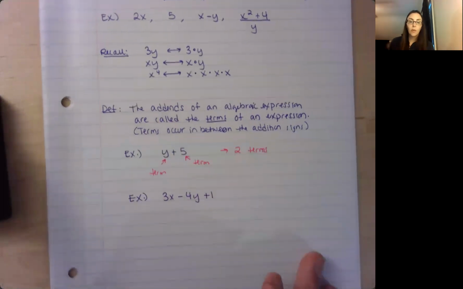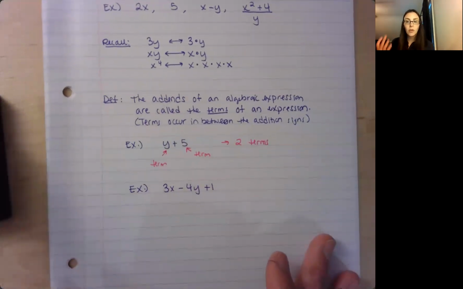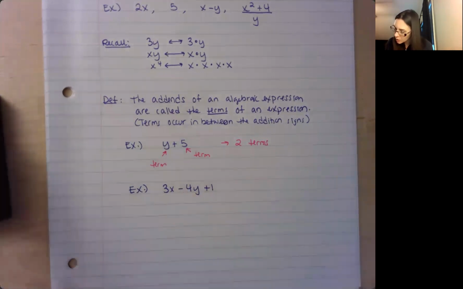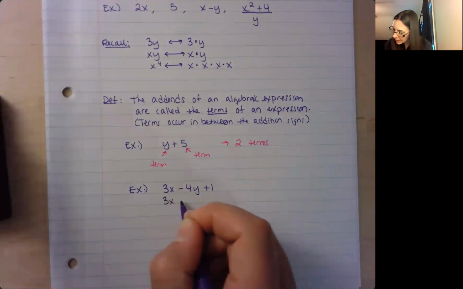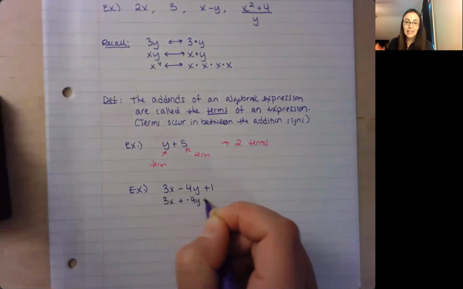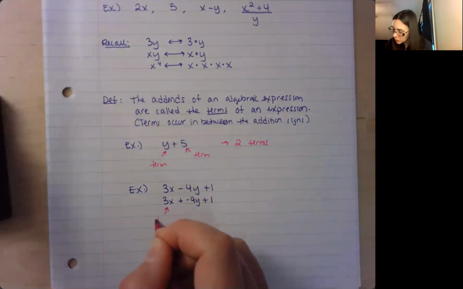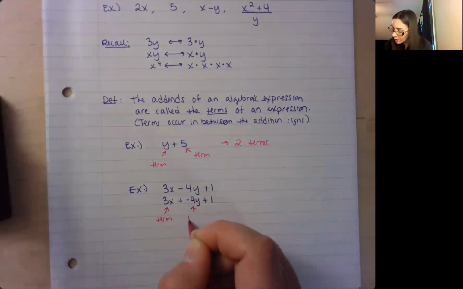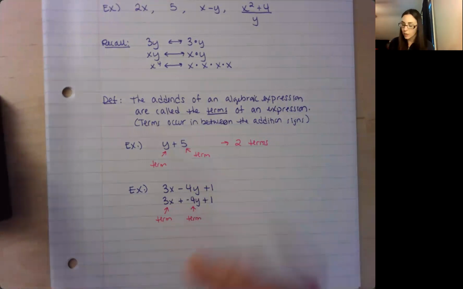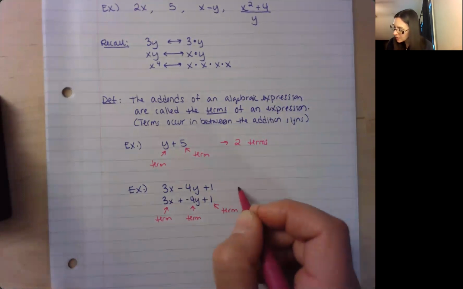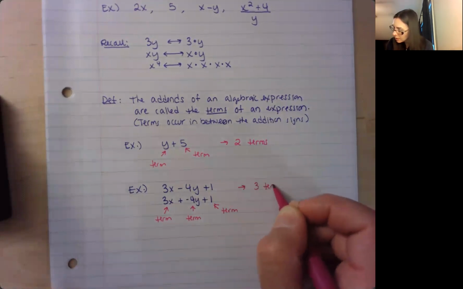So 3x minus 4y plus 1. Now, if you have subtraction, you still have the terms there, but we usually keep that subtraction symbol with the number. We make it a negative. So when you see subtraction, what you can do is rewrite that. So 3x plus negative 4y plus 1 is the same thing. And now you can just see your terms a little clearer. So 3x is one term, negative 4y is the other term, so that negative is with the 4y, and then 1 is your last term. This is an example that has 3 terms.